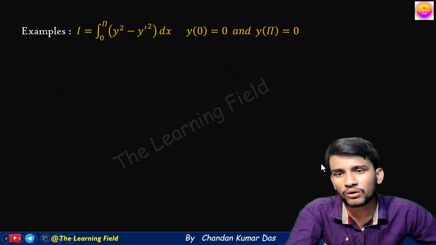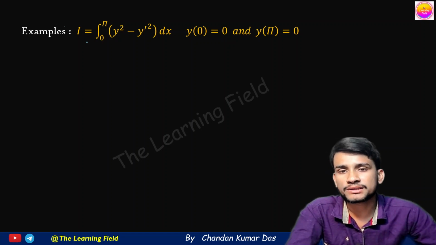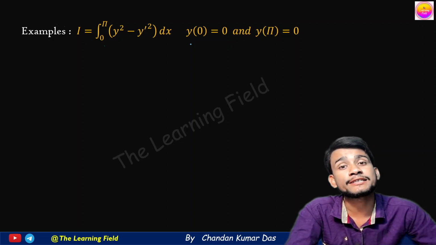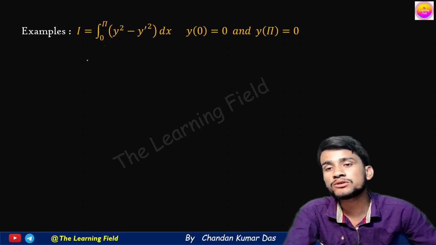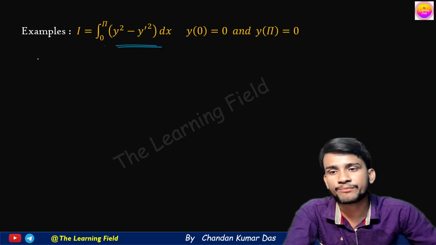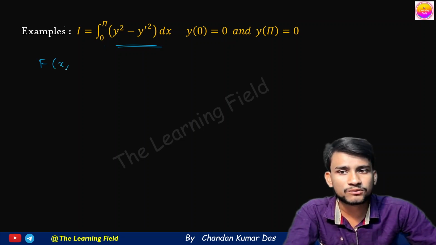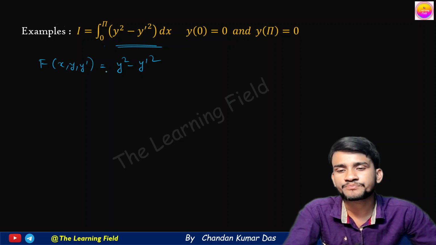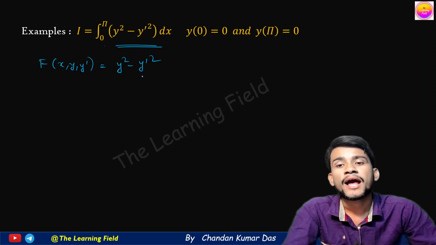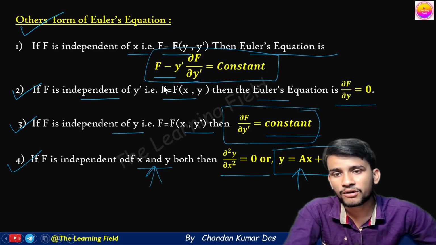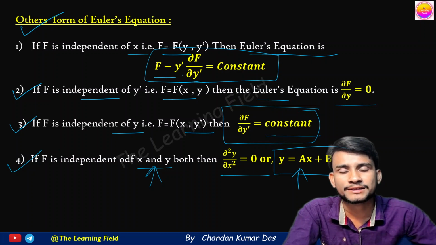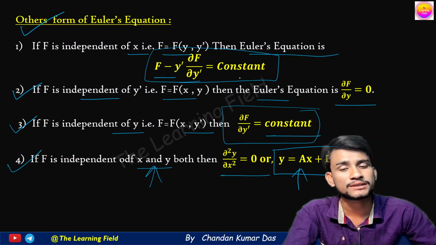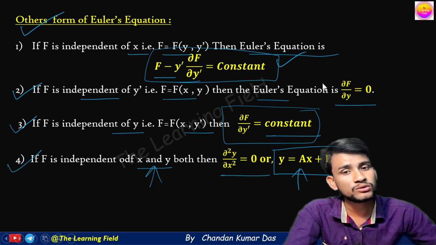Now if we take an example, the example says I equal to this one. Now find the extremal. If we see the question, how can we solve it? First we see this is the f form, f of x, y, y dash, which is equal to y square minus y dash. If we see f carefully, then we see that this is independent of x. If we apply the independent of x formula, that is f minus y dash ∂f/∂y dash equal to constant, we can use this formula, and we can use the general formula also.